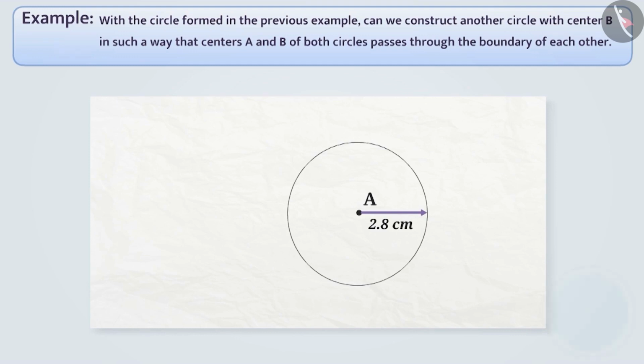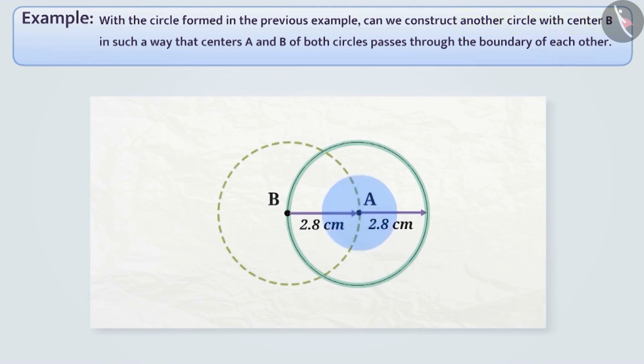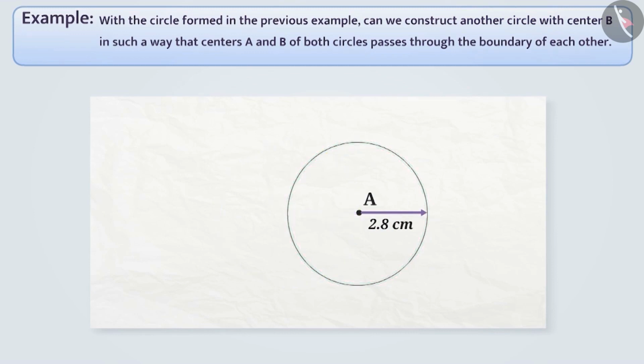Let me tell you, the answer to this question is very simple. Suppose we take the center of the second circle at the boundary of the first circle, and its radius will be equal to the radius of the first circle, that is 2.8 centimeters. So the center of the first circle will pass through the boundary of the second circle. Let's try to draw a circle based on this understanding.